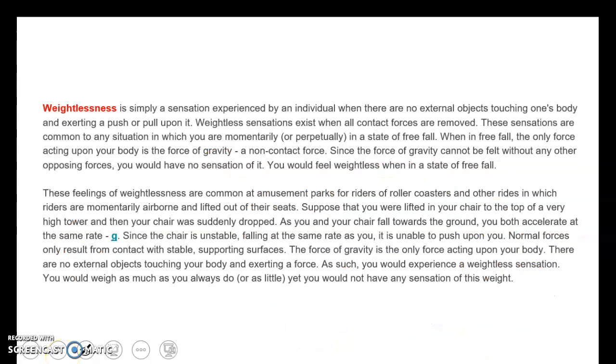So weightlessness is simply a sensation experienced by an individual when there are no objects touching one's body and exerting a push or pull upon it. So it has no touch. So it's essentially just when gravity's on you. So when all contact forces are removed.